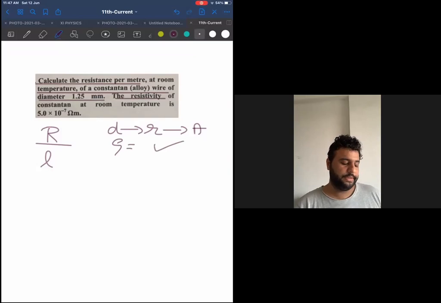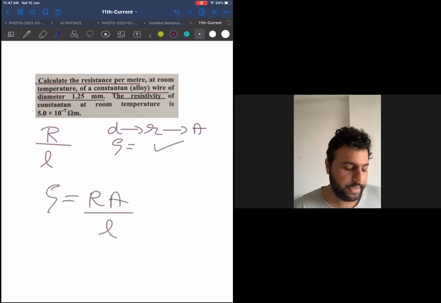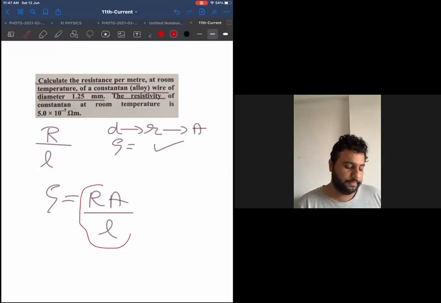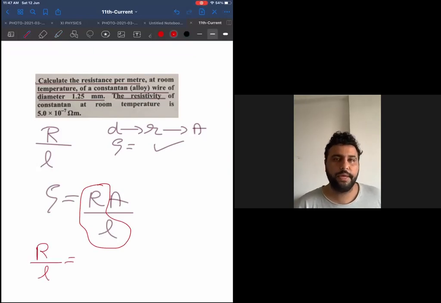Therefore, I know resistivity is RA by L formula, correct? From this, I have to find R by L. I have to find just R by L. Therefore, tell me from the formula what is R by L equal to. Can I say it is rho by A?